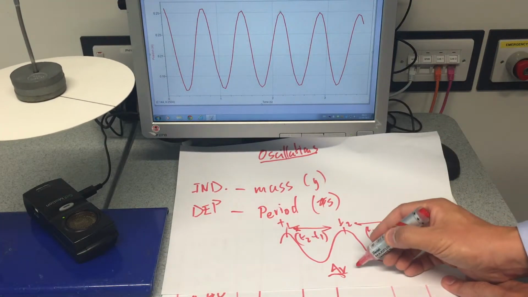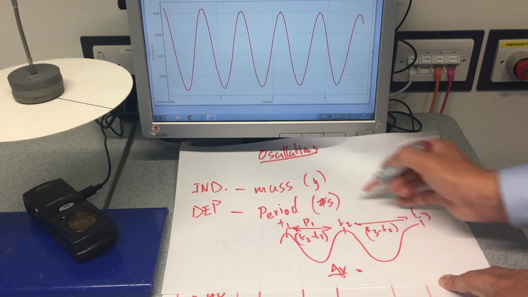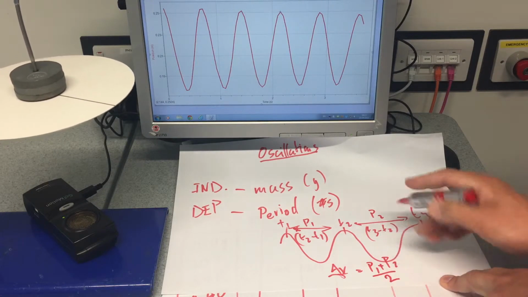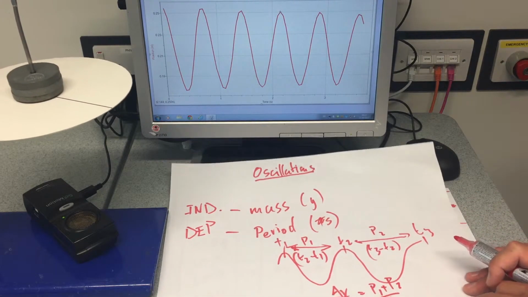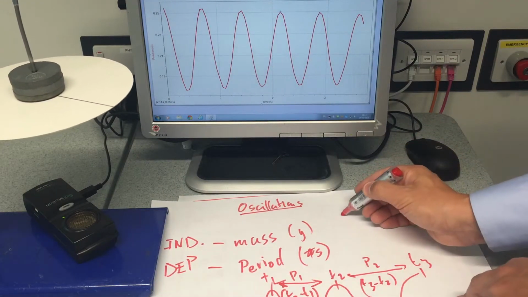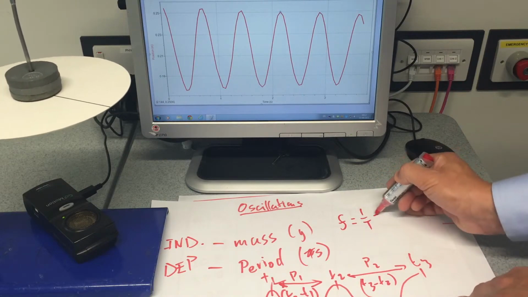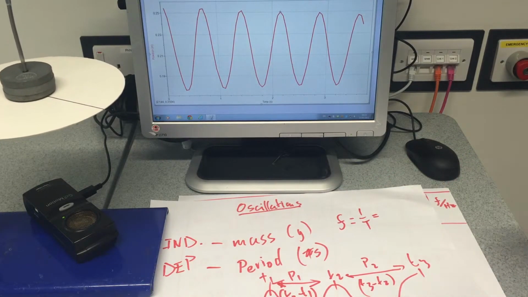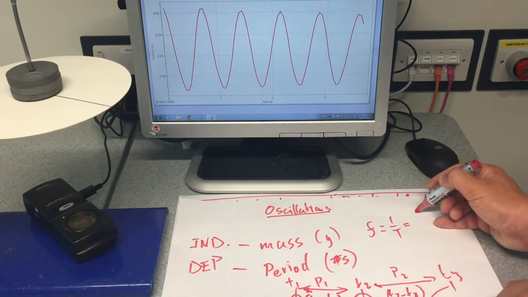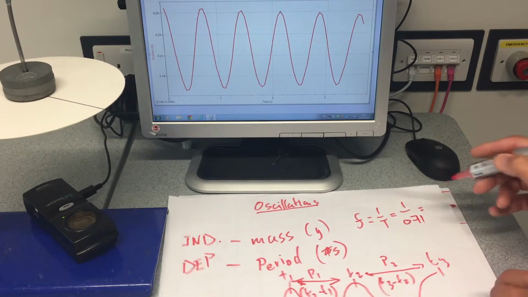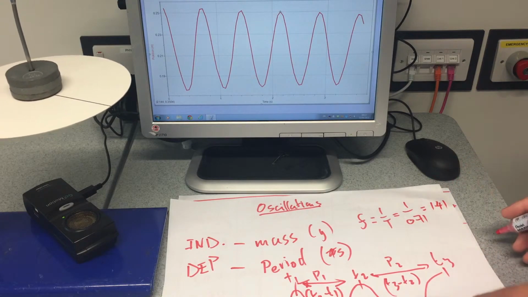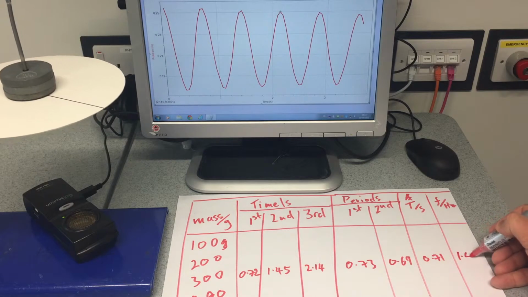Just to remind you that average equals, let's call this one period 1 and period 2, period 1 plus period 2 over 2, because I've got 2 readings, which I've done successfully here. And then finally, the frequency is 1 over the time period. And that's measured in hertz. So if I have 0.71 as my time period, 1 over 0.71 gives me 1.41.